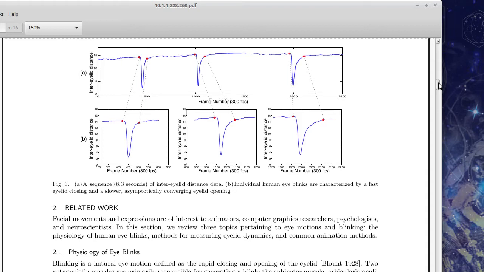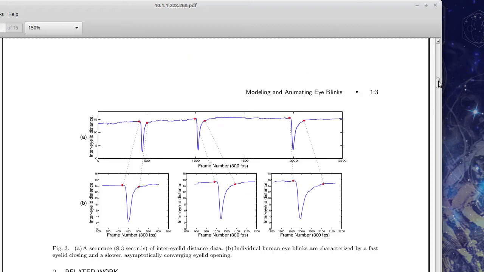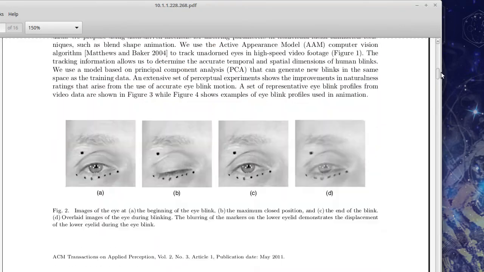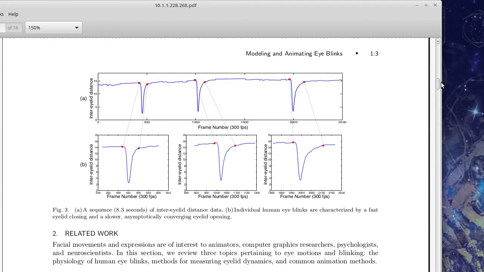This is actually looking at the distance between the eyelids. If you imagine the line at the top, that's the eyes being wide open, so there's a great distance between the eyelids. It reduces down to a small distance as the eyelids touch, and then it retracts back to the normal position. But that retraction is different to when the eye is starting to blink. The blink is fast and then it more slowly opens up. So because the eye blinking is not symmetric in that sense, that was one thing to consider in how to animate this.